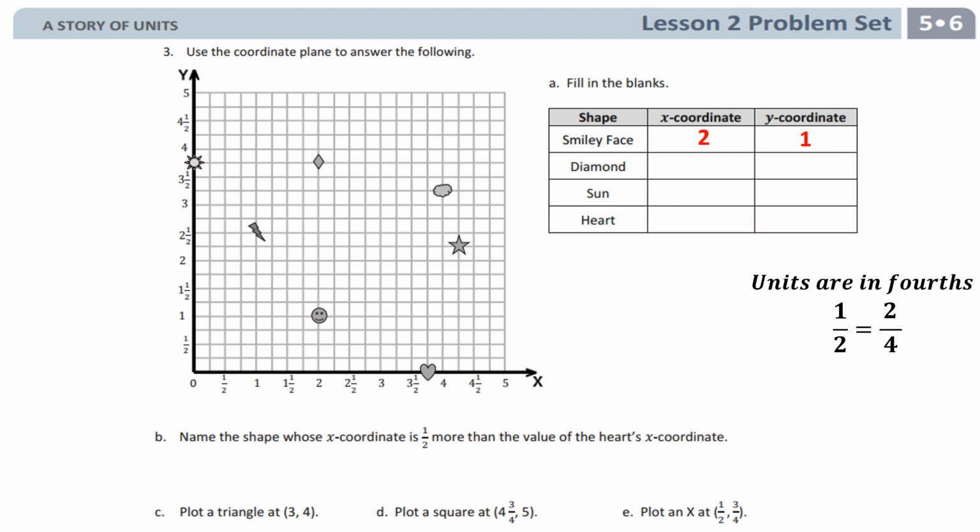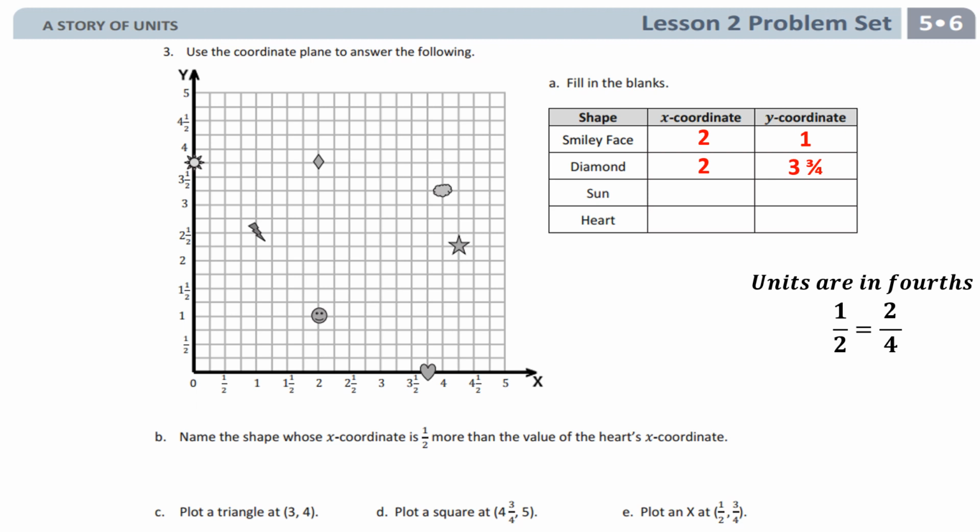Let's do the diamond. I'm going to start at 0, 0 like I always do. I'm going to go on the x-axis first. I'm right underneath the diamond here, so my x-coordinate for the diamond is a 2. Now let's find my y-coordinate. I'm going to go to the diamond here and track my way back to the y-axis right here. Now you notice that this line here is between 3 and 1 half and 4. 3 and 1 half is actually 3 and 2 fourths, right? Between 3 and 2 fourths and 4 wholes is 3 and 3 fourths. So the coordinates of my diamond are 2 and 3 and 3 fourths.